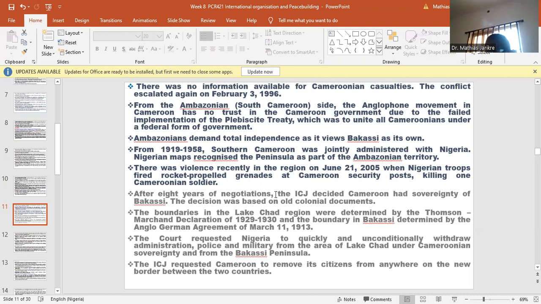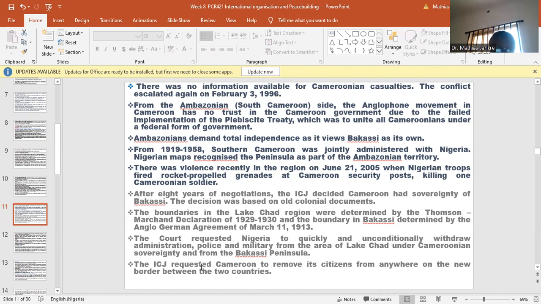After 8 years of negotiation, the ICJ decided Cameroon had sovereignty over Bakassi. The decision was based on old colonial documents. The boundary in the Lake Chad region was determined by the Thomson-Marchand Declaration of 1929 and 1930, and the boundary in Bakassi was determined by the Anglo-German Agreement of March 11, 1913. The court requested Nigeria to quickly and unconditionally withdraw its administration, police, and military from the area of Lake Chad under Cameroonian sovereignty and from the Bakassi Peninsula.